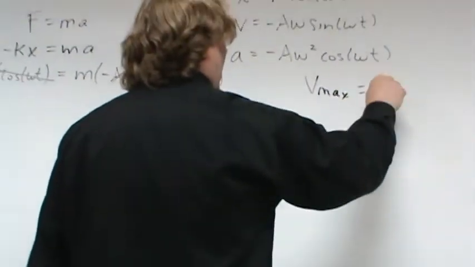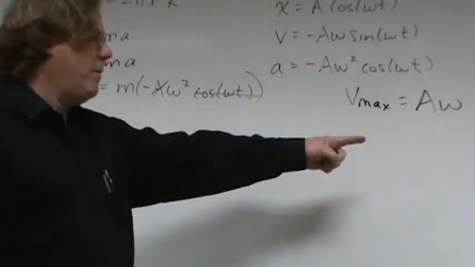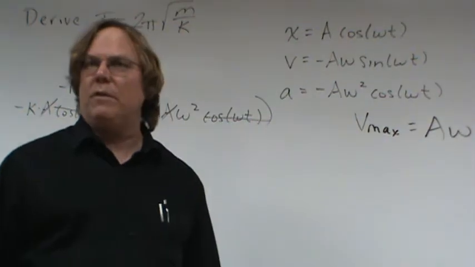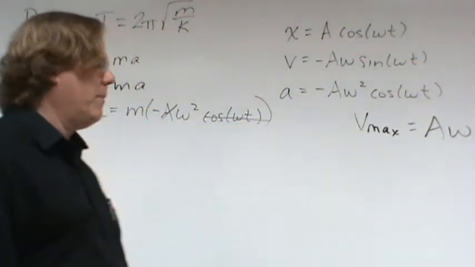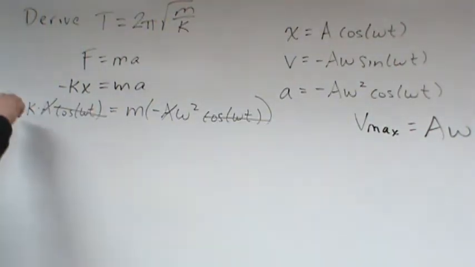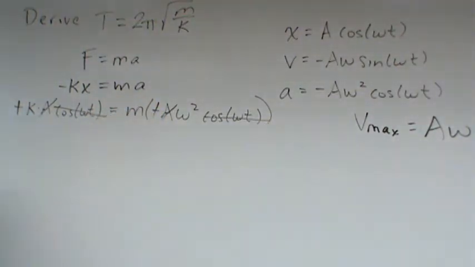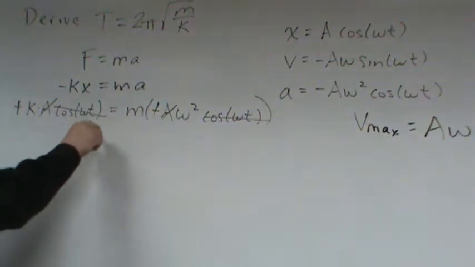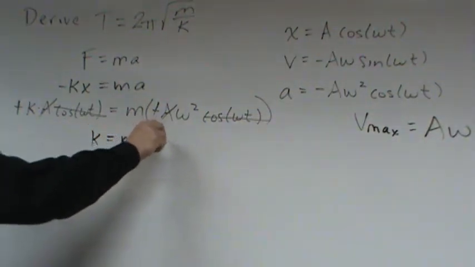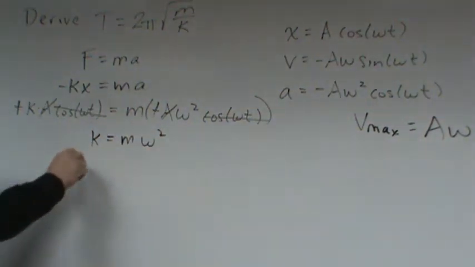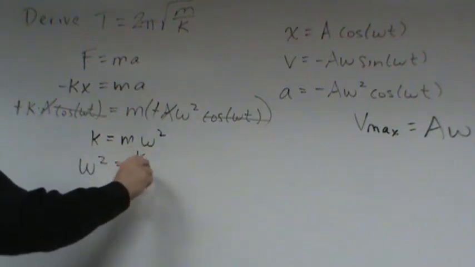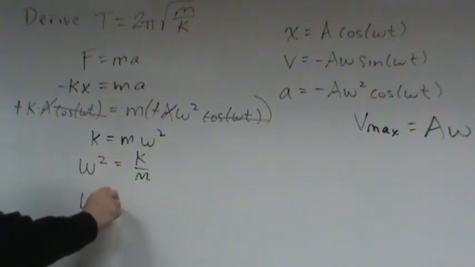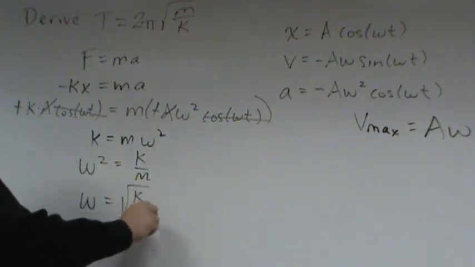Because you know that v max is equal to A omega. And so, yeah, the bigger the amplitude, the bigger the v max, right? But the fact is, the period is not affected by amplitude. Notice one other thing that cancels, the negative signs. And so I end up with k equals m omega squared. Or I can solve for omega, and I get omega squared equals k over m, or omega equals the square root of k over m.